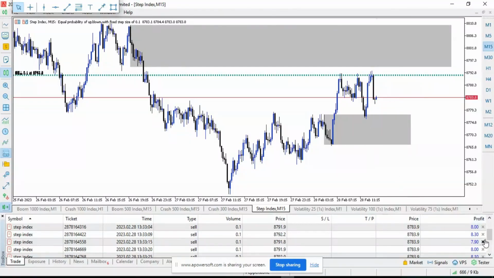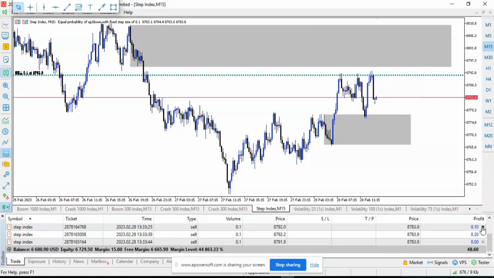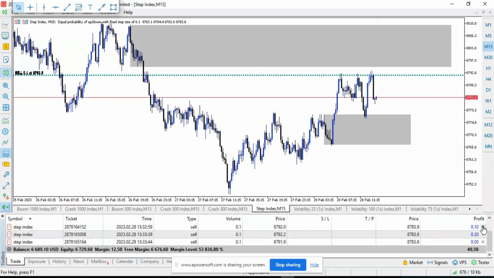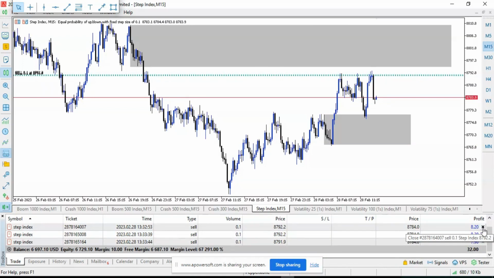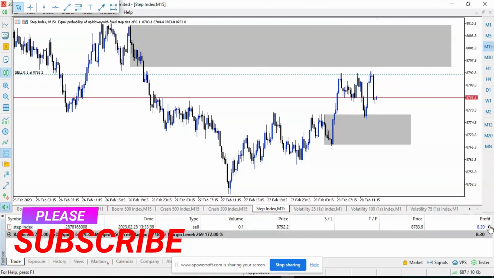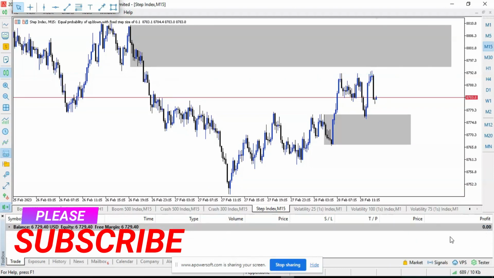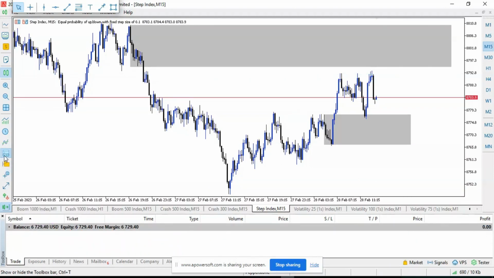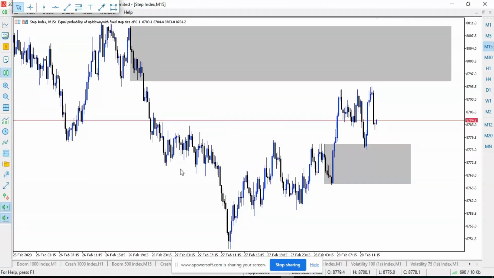So today we're going to be talking scalping. Before I start today's video, let me first close off these orders. Scalping step index. Add some open orders here. Let me first close them off because we are going to start talking scalping. Yes, basically that's it. And now I'm going to be explaining why.